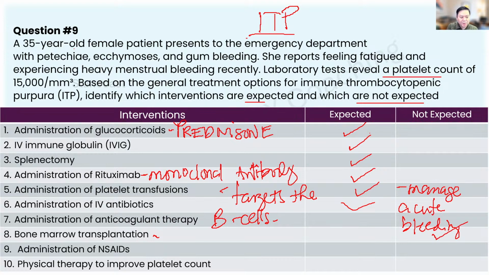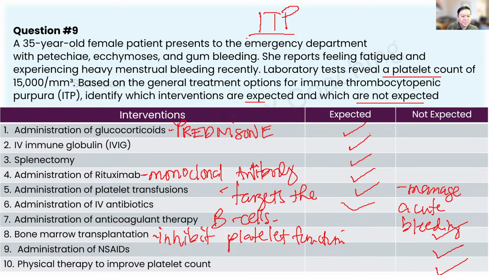All right. What about administration of NSAIDs? Guys, remember about the NSAIDs effect. It will inhibit platelet function. And so we are going to assign this as what? Not expected as well. Now, physical therapy to improve platelet count. Do you think that physical therapy can increase the production of the platelet? No. This will not influence the production of the platelet, so we're going to put that under not expected.